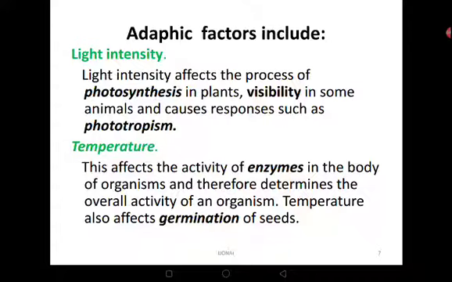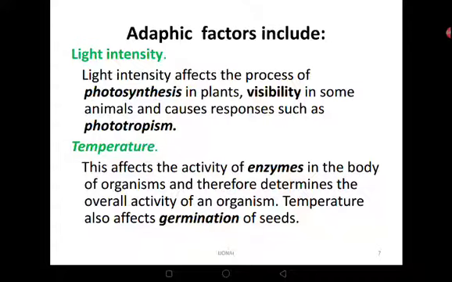Also visibility, the ability of organisms to see. Organisms, the predators to see the prey, and then the prey to see the predators. Organisms to be able to see and spot the mates. So visibility is very important, whether in air, in terrestrial habitats, and even in aquatic habitats. So light is important for the process of visibility.